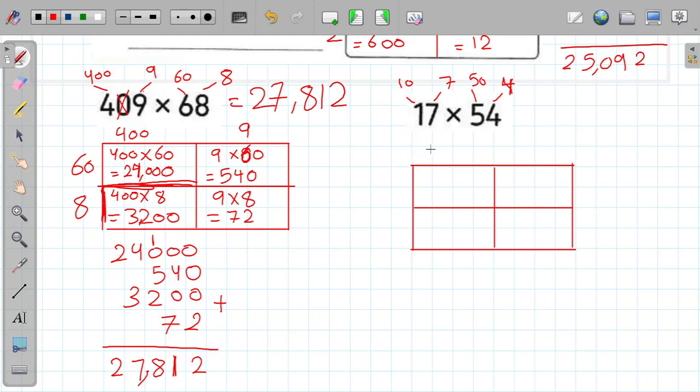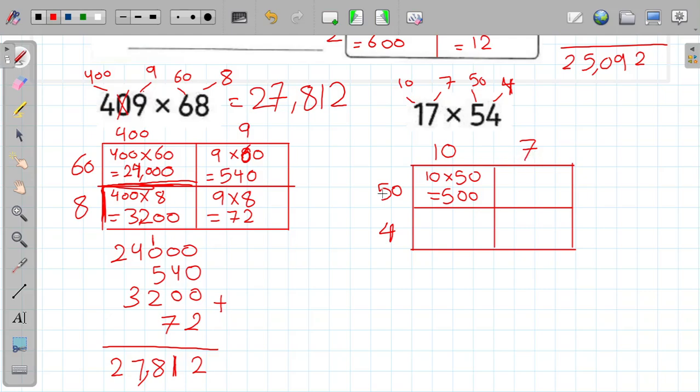Okay, so I will write here 10 and 7, and I will write here 50 and 4. Okay, so the first one here is 10 times 50. 10 times 50 equals 1 times 5 equals 5, and I have 2 zeros, so the result will be 500.